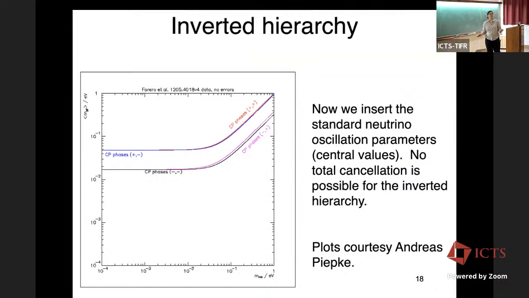So first we'll assume the inverted ordering, or inverted hierarchy, which maybe is a little disfavored these days, but we still have to take a look at it. And when we do that and we let those CP phases vary maximally, we end up drawing out these 4 curves. And they have a lot of overlap, right? But there's actually 4 lines here.